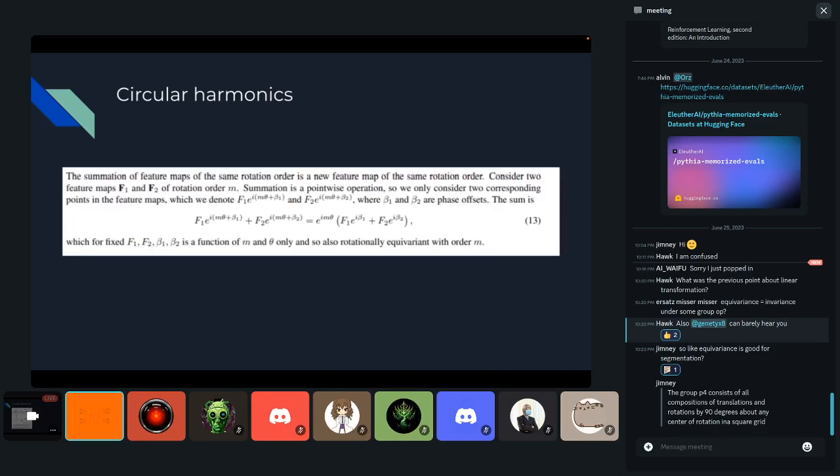And another interesting property of circular harmonics that they use in the paper, well, it's just the same thing as with Fourier transforms. Summing the circular harmonic representations of two functions will result in another circular harmonic representation of the same order. And they represent orders using the letter M, which of course can be both positive, negative, and zero.